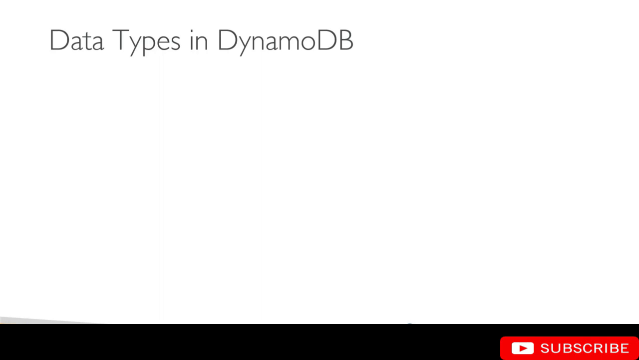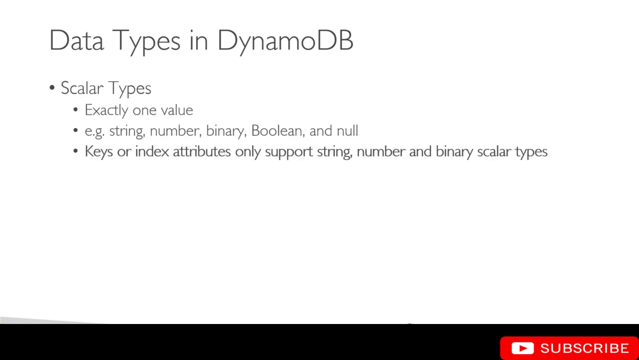So there are three categories of data types that are supported in DynamoDB. First is the scalar types. This means you have one key and one value per key. Key is the attribute name, while value is the value of the attribute. So we have exactly one value. Examples are string, number, binary, boolean, and null. And keys or index attributes only support three scalar types, that's string, number, and binary. So if you're using any attributes as primary keys or the attributes of the secondary indexes, then those attributes can only be strings, numbers, or binary.